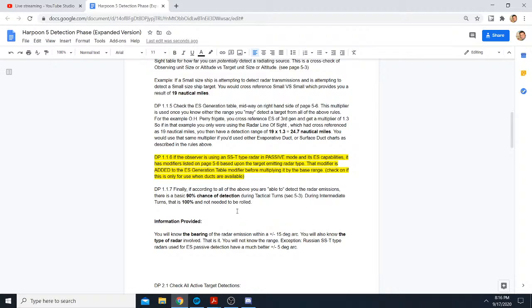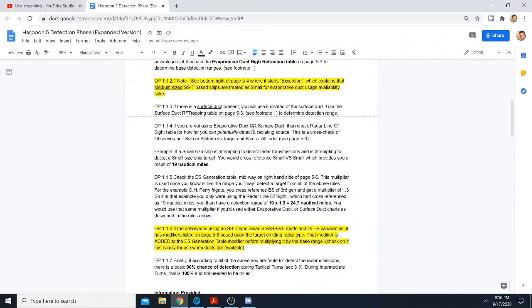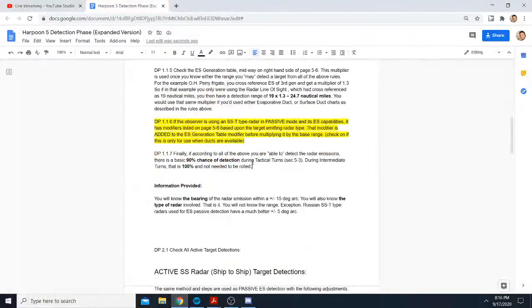All right, so if you're doing all this jazz, if you're doing it within a tactical turn, there's still a 90% chance of detection. I don't know if y'all caught that when reading the rules. Okay, so in 5.3 it mentions that during an intermediate turn, the detection is 100%.